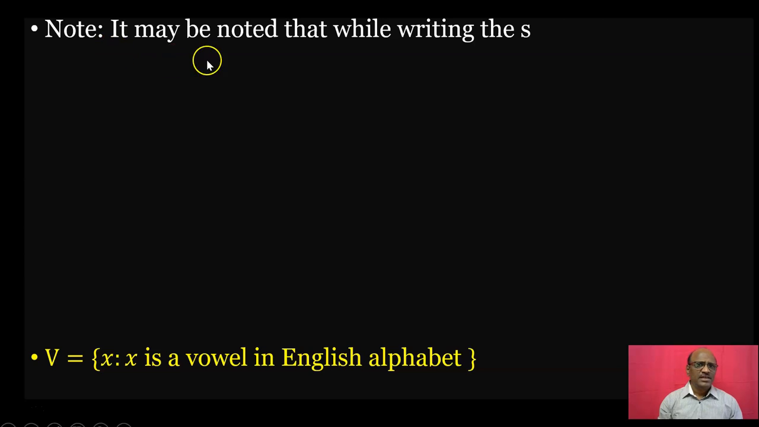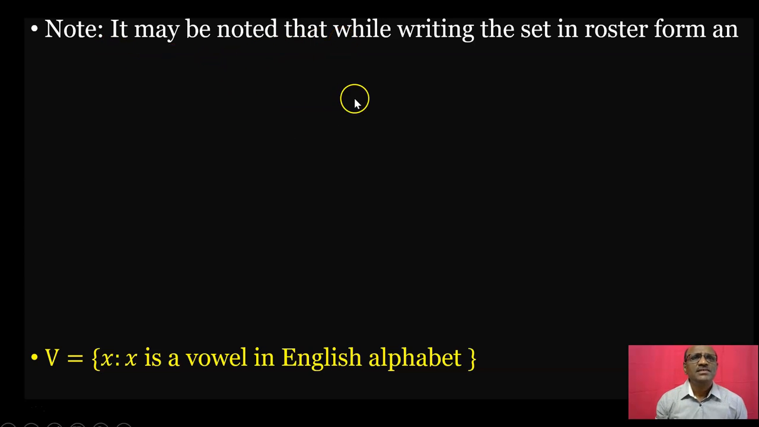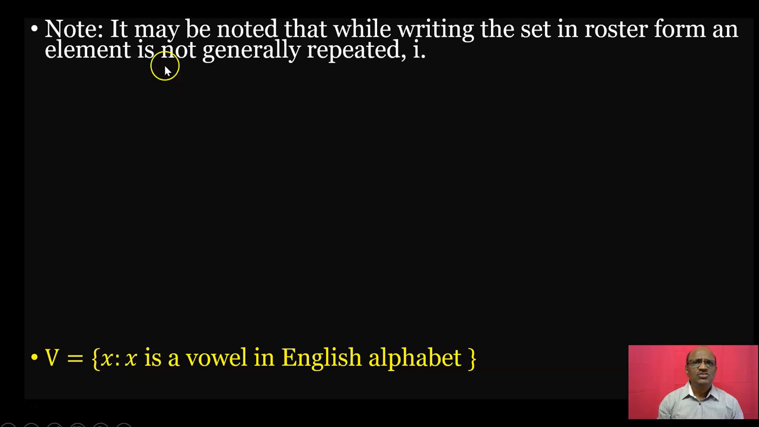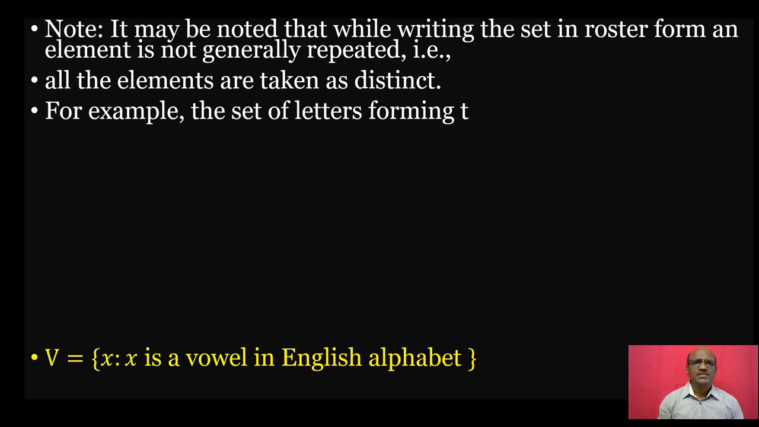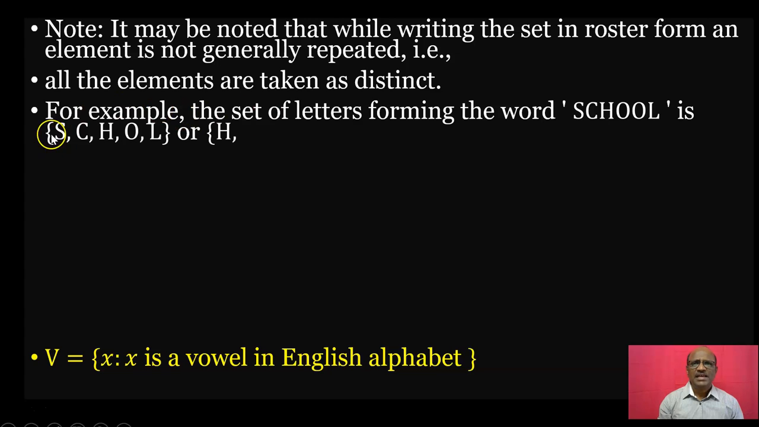Note, it may be noted that while writing a set in roster form, an element is not generally repeated. That is, all the elements are taken as distinct. For example, the set of letters forming the word SCHOOL is {S, C, H, O, L} or {H, O, L, C, S}. Here O is repeated, therefore it is taken only a single time.